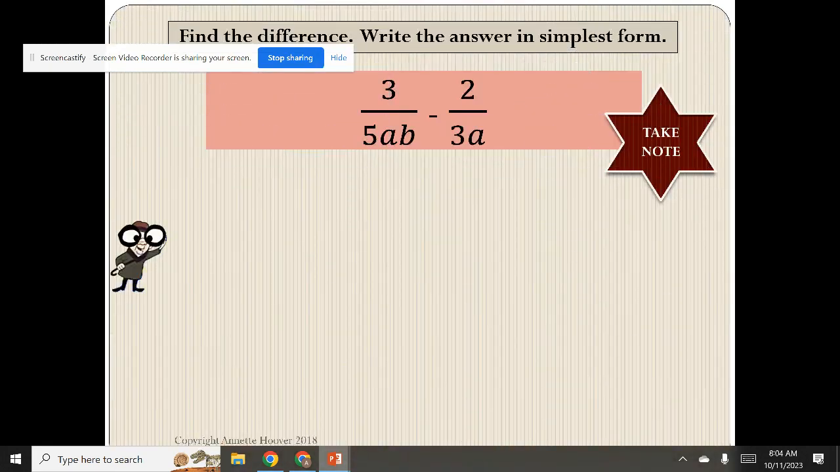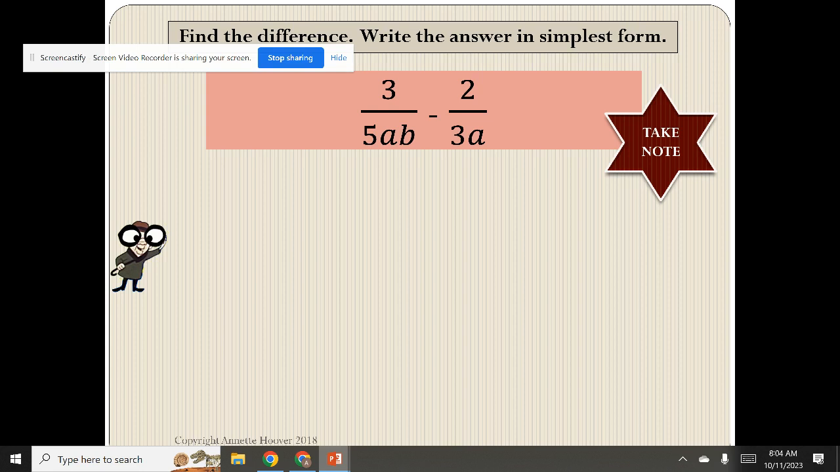Here we have, as the denominator, a 5 and a 3. Least common multiple for those two numbers would be 15. Now, what variables do you see? I see an A, so I'm going to write it down. I see a B, so I'm going to write it down. So our common denominator is 15AB.